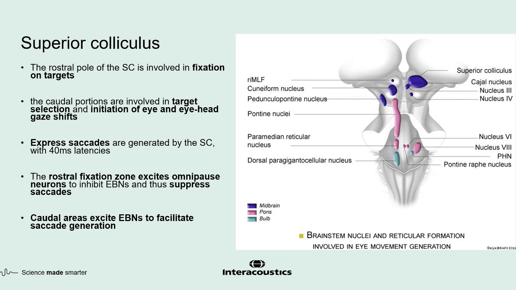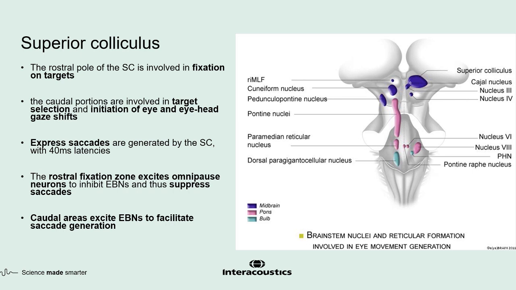So the superior colliculus, the rostral fixation zone, excites omnipause neurons to inhibit the burst neurons, and as a consequence, we suppress saccades. If the burst generators are allowed to come to threshold, the eyes are going to move. The whole purpose of all of these pathways that I've described so far is to determine whether or not that should happen, and to modulate that activity to either turn a saccade on or turn a saccade off in response to whatever cognitive stimuli you're trying to respond to.